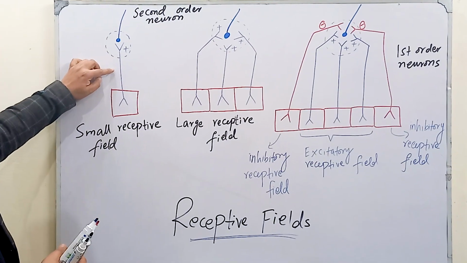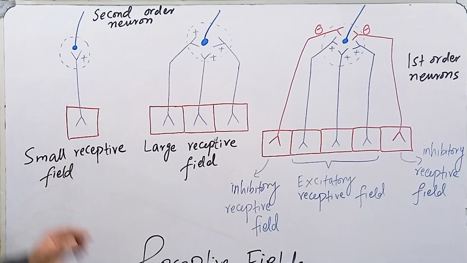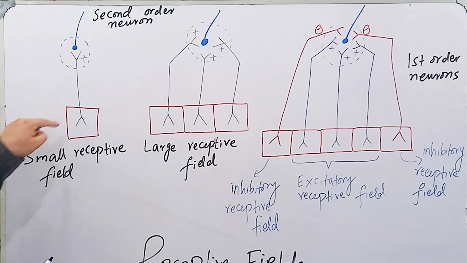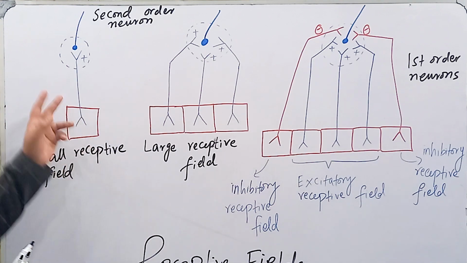This is a first order neuron, and here this is the area in the skin, for example, from where this neuron picks up its signals. It means the receptors for this neuron are located here, and this much is the receptive field for this neuron.